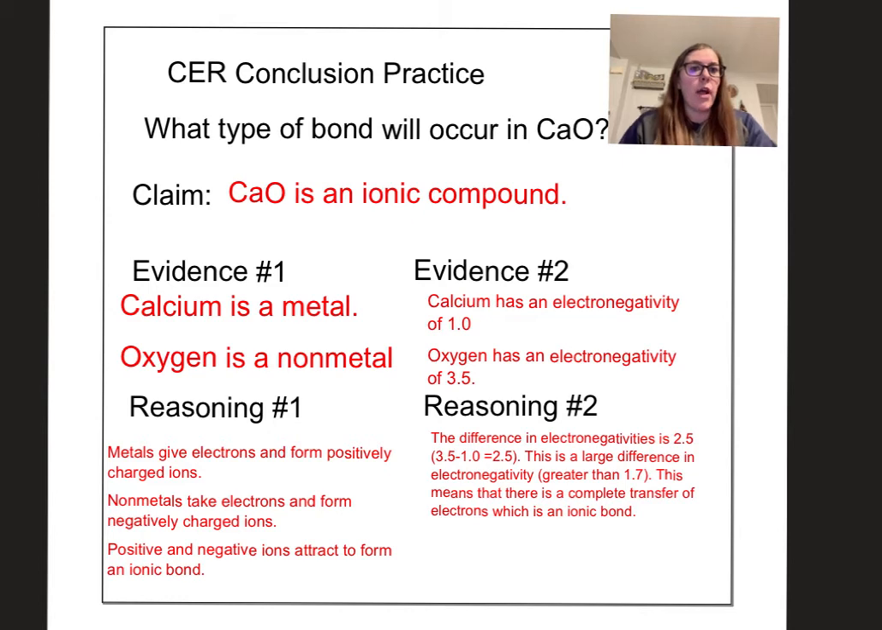So here's the outline. CaO is an ionic compound. Calcium is a metal. Oxygen is a nonmetal. Metals give electrons and form a positively charged ion. Nonmetals take electrons and form a negatively charged ion.